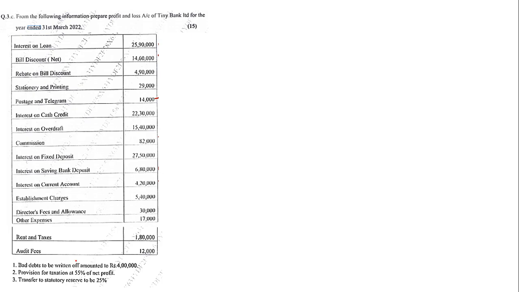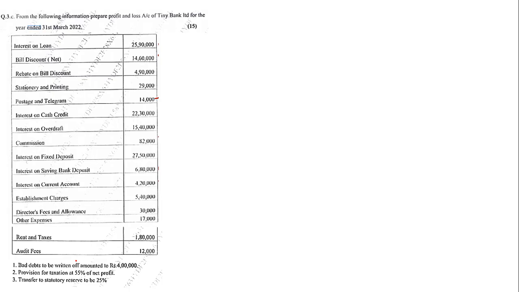Now remember, to make the profit and loss account, you require four important schedules: schedule number 13, which is interest earned; schedule 14, other income; schedule 15, interest expended; and schedule 16, operating expenses. These are the four most important schedules that you'll have to create first.